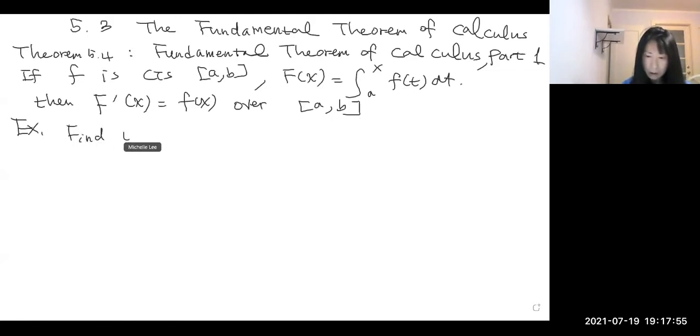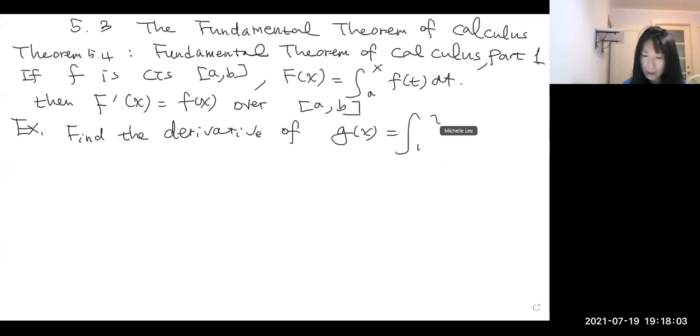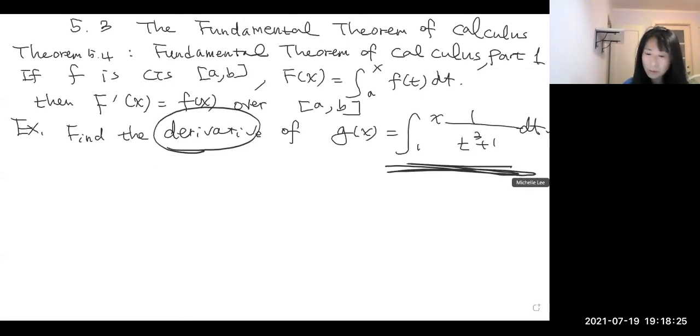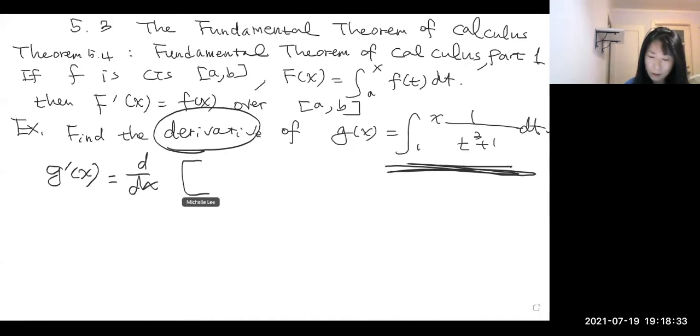Find the derivative of g of x equal to the integral from 1 to x of 1 over t cubed plus 1 dt. Okay. So we have the fundamental theorem of calculus part 1. We're gonna use that. Basically find the derivative of this one, right? That means g prime of x. What does this mean? This means we take the derivative of the whole thing. Do you agree?